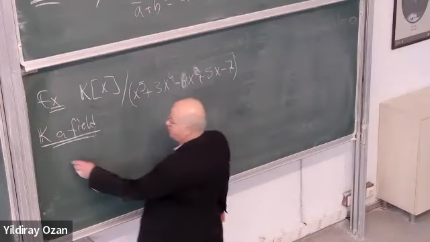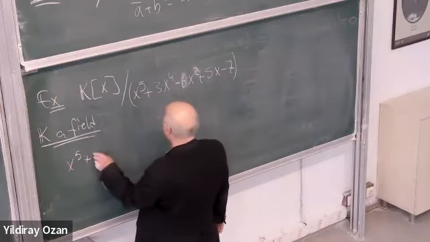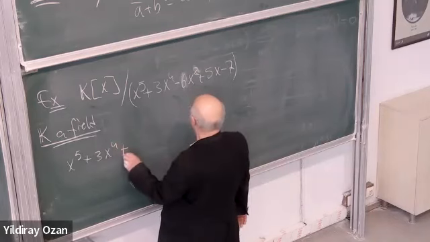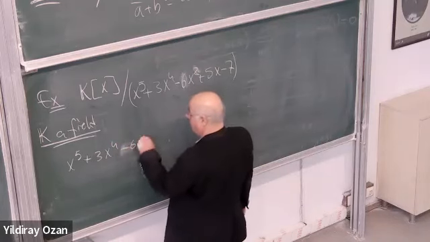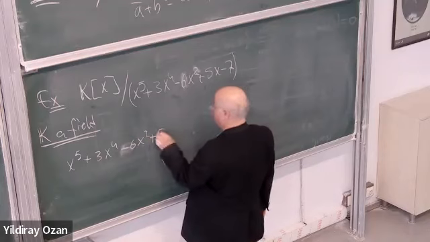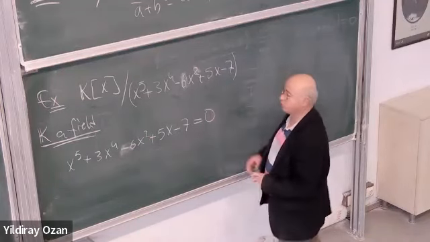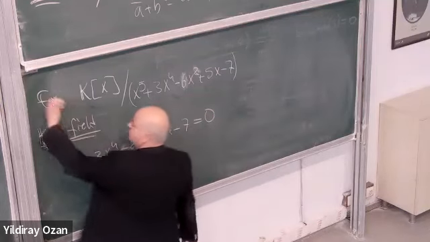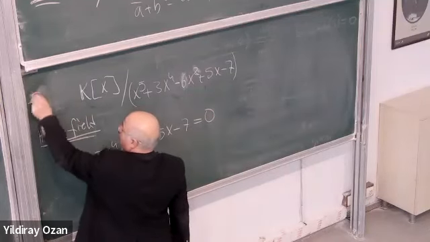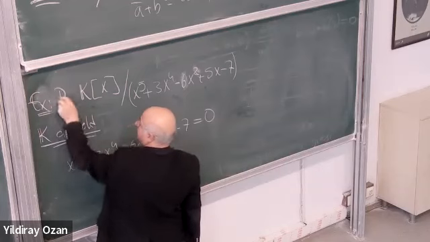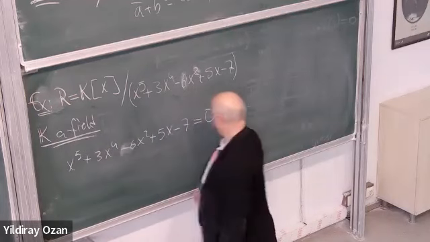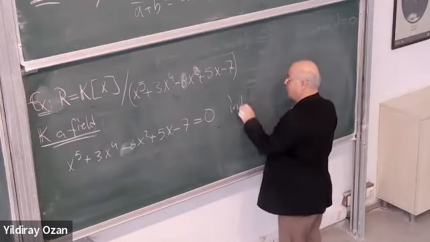Well, this is zero means what? x to the power of 5 plus this gadget will be zero in the quotient ring. Let's say this is the ring R. So this is zero in R.